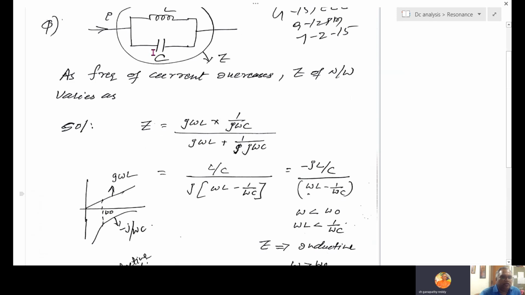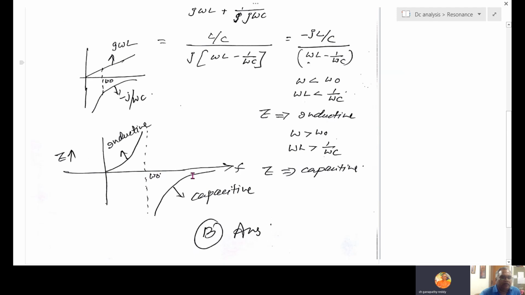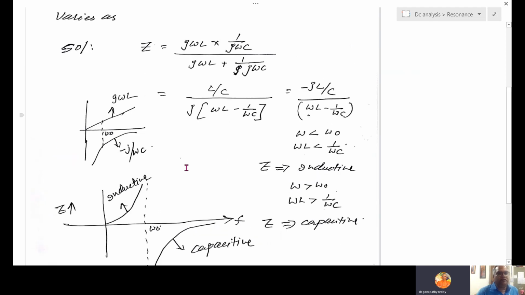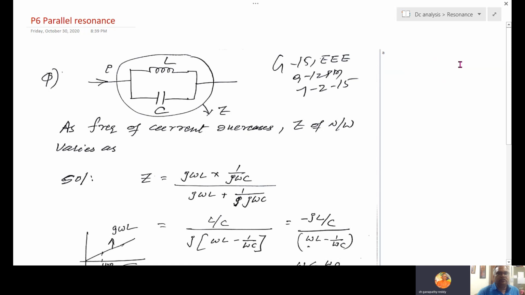So overall, the total impedance Z up to omega naught is inductive. After omega naught, it is capacitive. So inductive reactance J omega L, capacitive reactance minus J by omega C. So the total impedance graph looks like this. It has given different possible graphs. So the Z graph looks like this. So this is the answer.